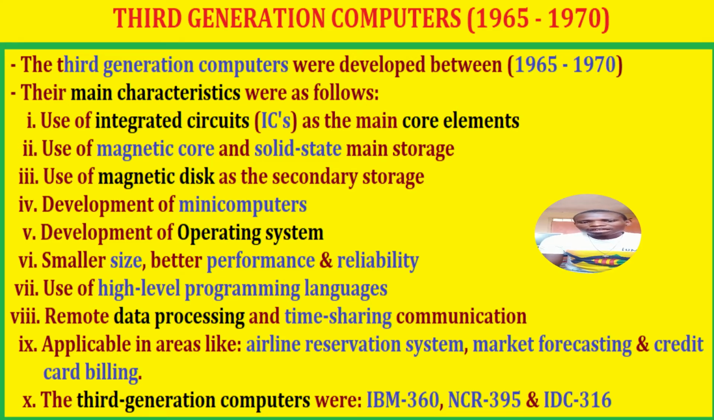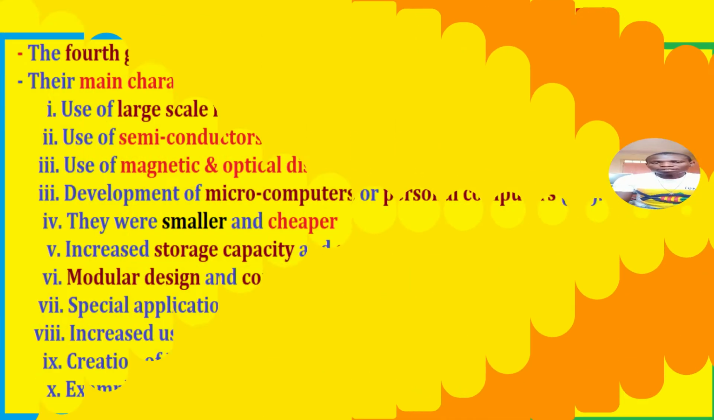communication, applicable in areas like airline reservation system, market forecasting, and credit card billing. The third generation computers included IBM 360, NCR 395, and ICL 316.